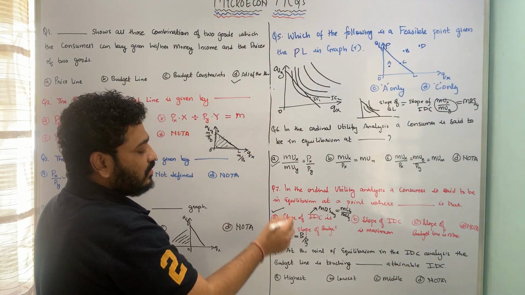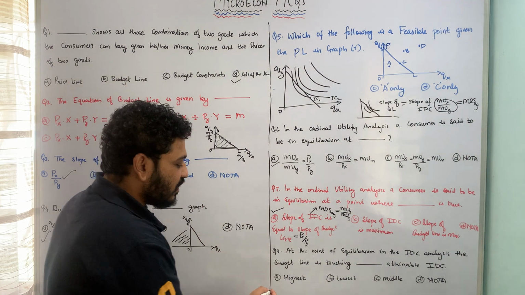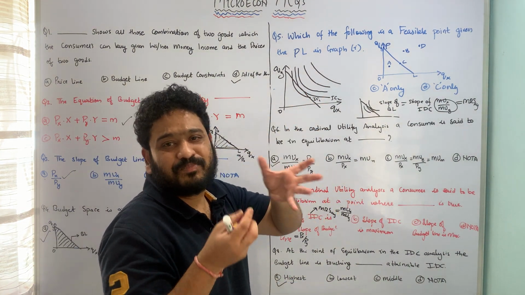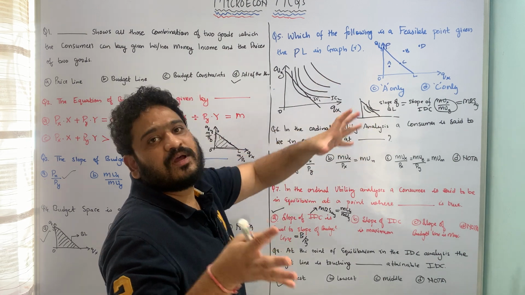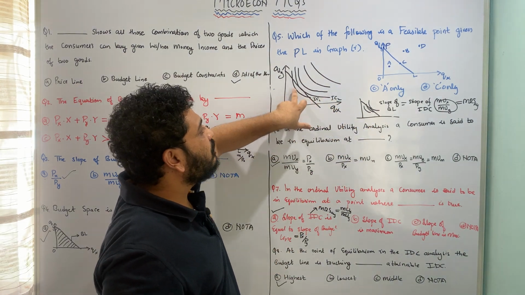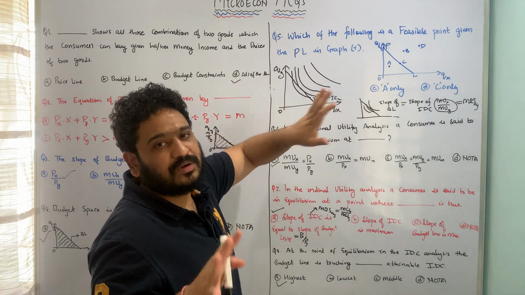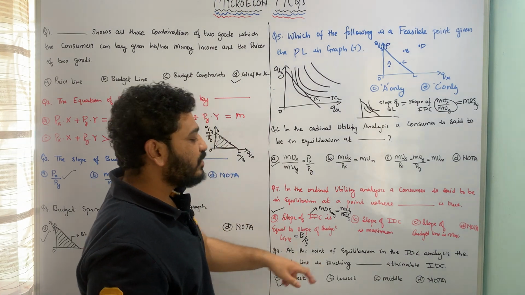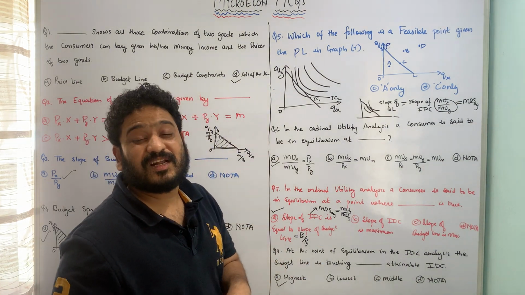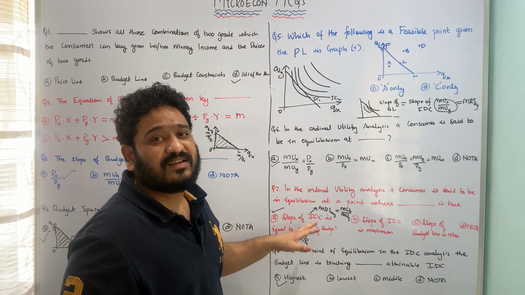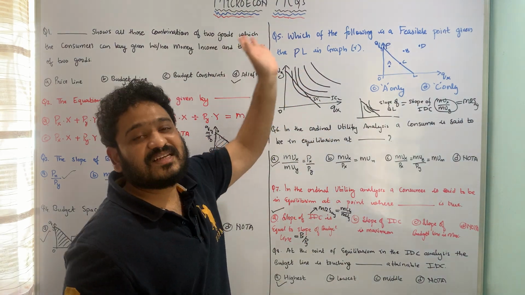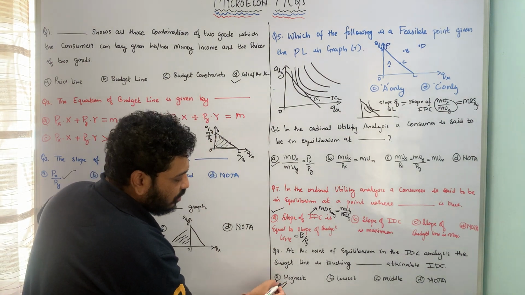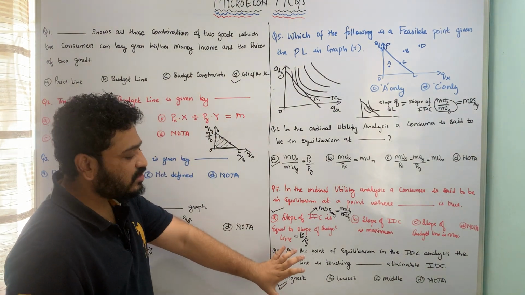I said where the budget line is touching the highest attainable indifference curve, because I have something called a budget constraint. Given my money income and the prices of two goods, I have to maximize my satisfaction, because here IC2 is the only possibility for me to reach given my budget. Therefore the point at which a consumer is said to be in equilibrium in the indifference curve analysis is that point wherein the budget line is touching the highest attainable indifference curve. So option A is the correct answer, and I hope the question is pretty much clear.